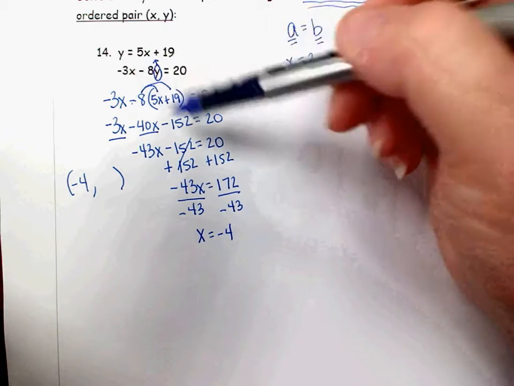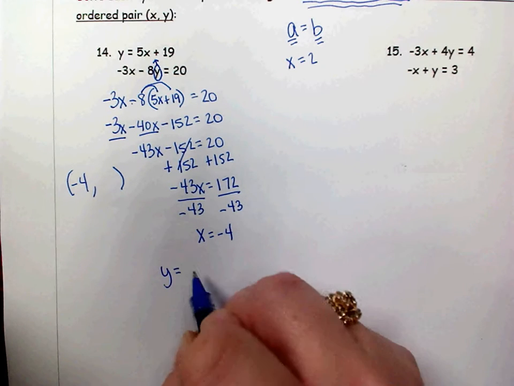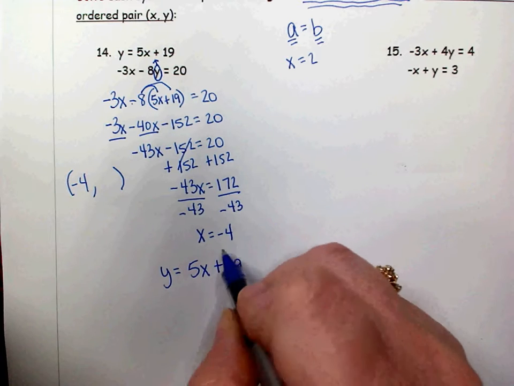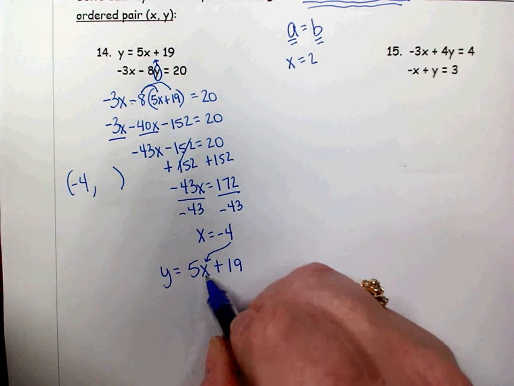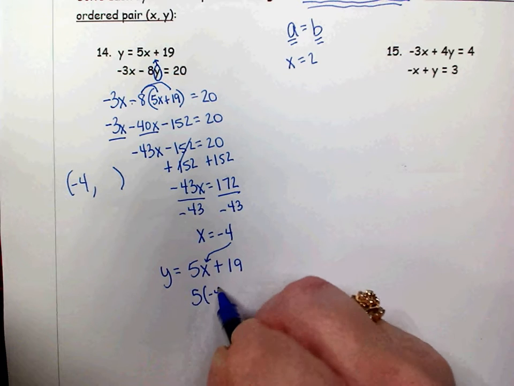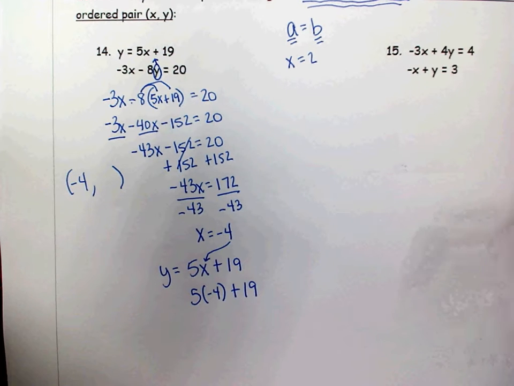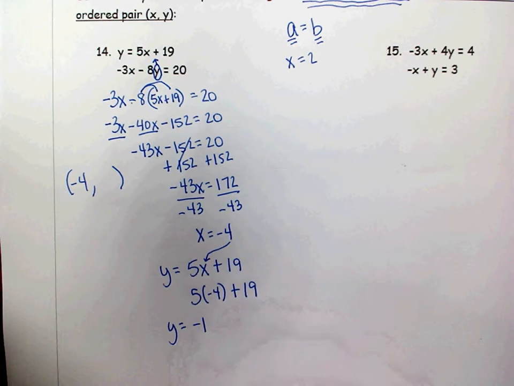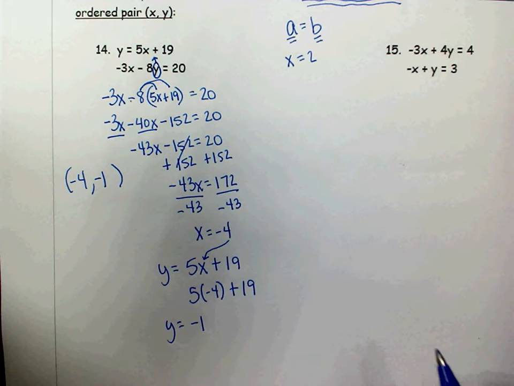The one that's easiest is this one that's already solved for y. Since I know y is equal to 5x plus 19, I can put that negative 4 in for that x. So remember, that's multiplication, so that's 5 times negative 4 plus 19. So 5 times negative 4 is negative 20, plus 19 is negative 1, so y is negative 1. So my ordered pair is negative 4, negative 1.